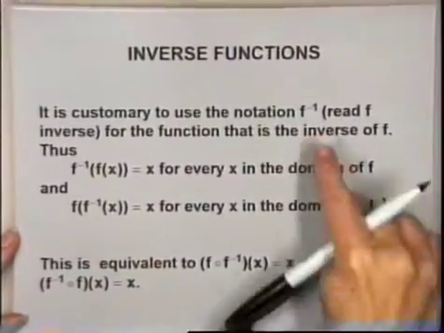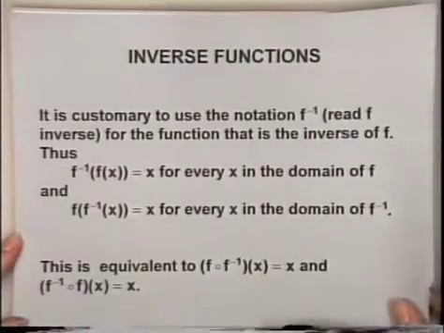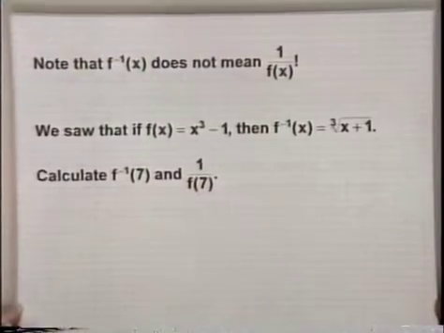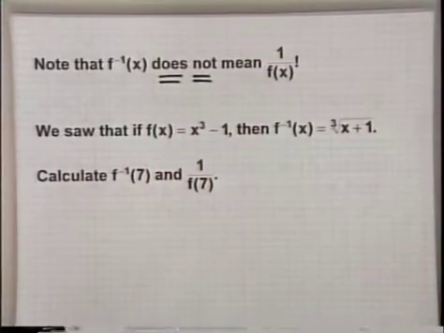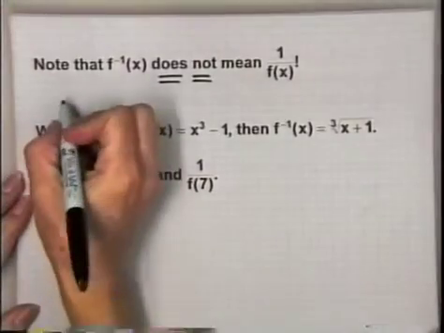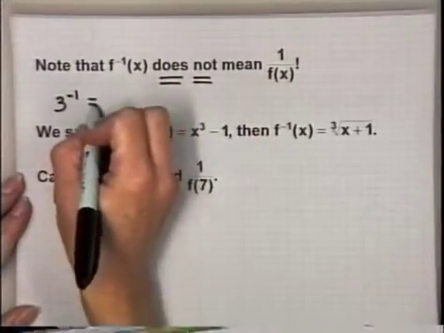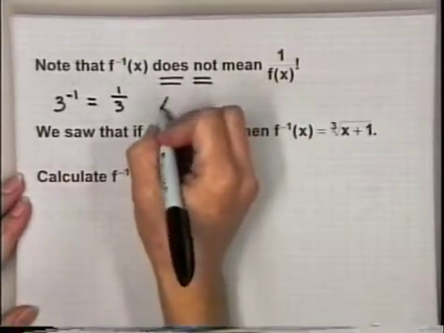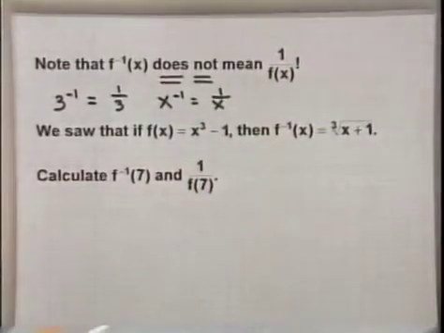Now, I want you to be sure that you understand this notation and you do not confuse this with an exponent. Note that f inverse of x does not mean, underline that, does not mean 1 over f of x. Recall that in algebra, if you have something like 3 to the negative 1 power, you said that's the same thing as 1 over 3 to the first power, or 1/3. If you had x to the negative 1 power, that was 1 over x, wasn't it?